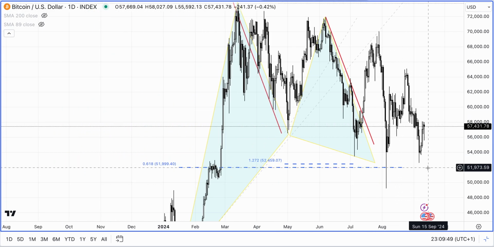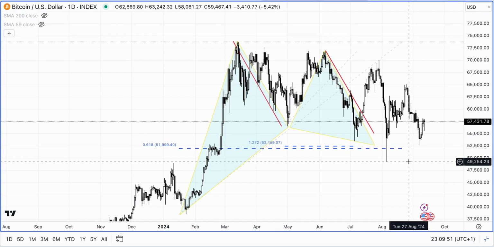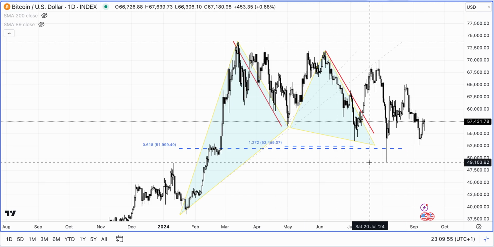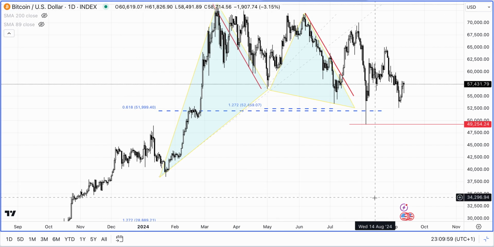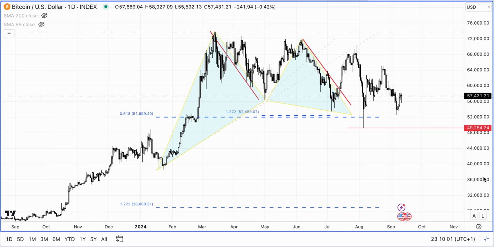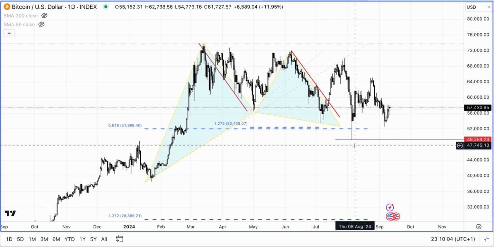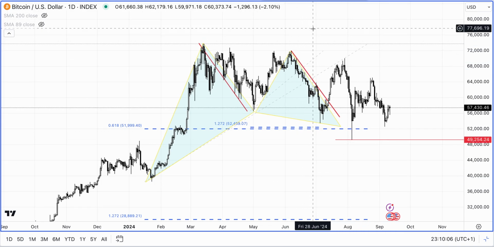Just keep on watching these lows of 50,000, because getting below this is where it gets pretty bearish. So keep on watching this 50,000 level, this low which was formed around here in Bitcoin.